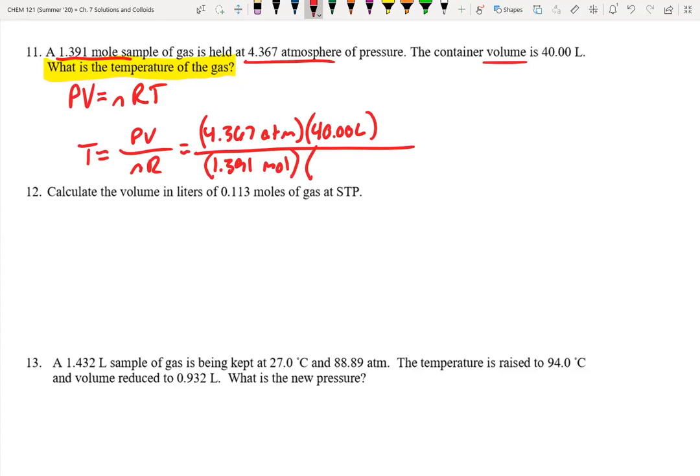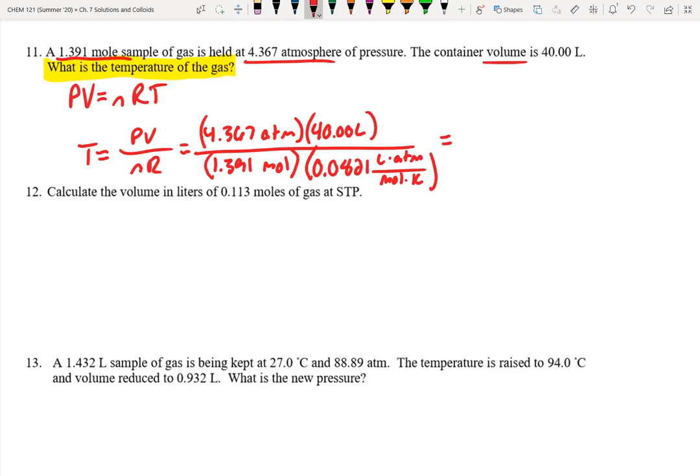And then R is going to be our gas constant. I will give you the constant, but it's pretty useful to remember. It's 0.0821 liter atm over mole Kelvin. So let's go ahead and plug this all in. I'll make sure my 4 button works.